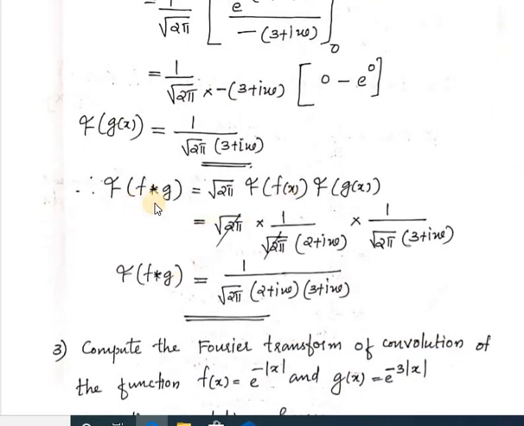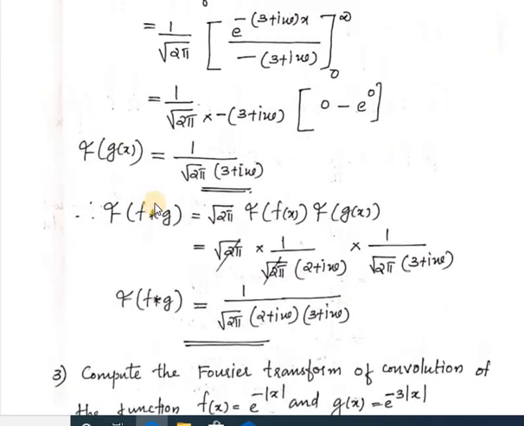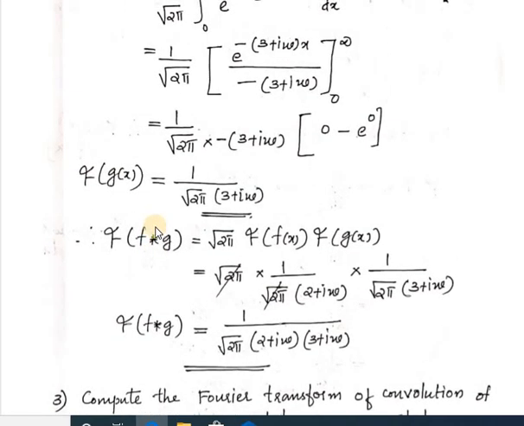So by the convolution theorem, the Fourier transform of f star g is equal to root 2 pi times the Fourier transform of f of x into the Fourier transform of g of x. Substituting the values and simplifying, one root 2 pi will be cancelled, and we get the answer 1 by root 2 pi times 1 by (2 plus i omega)(3 plus i omega).